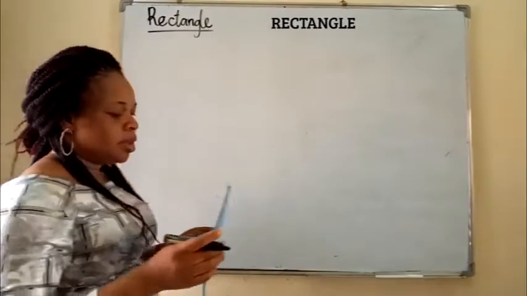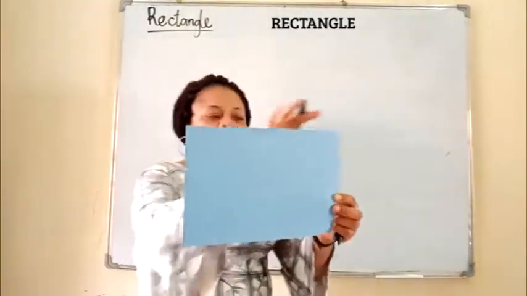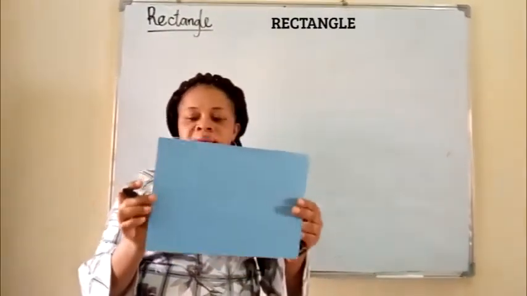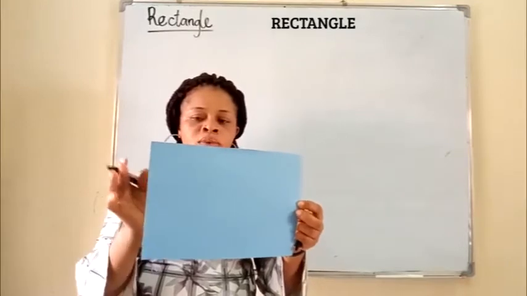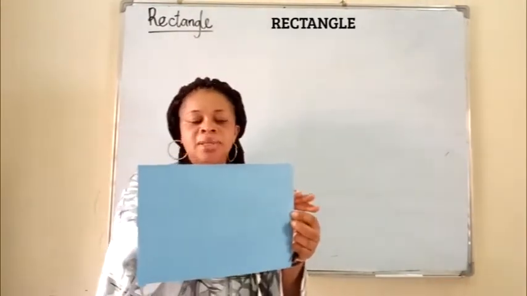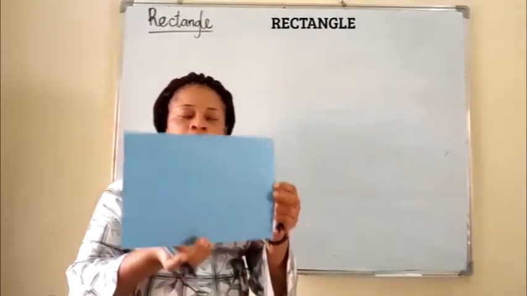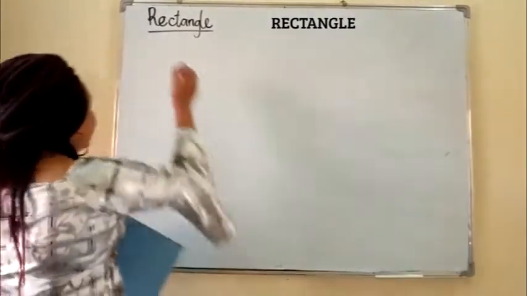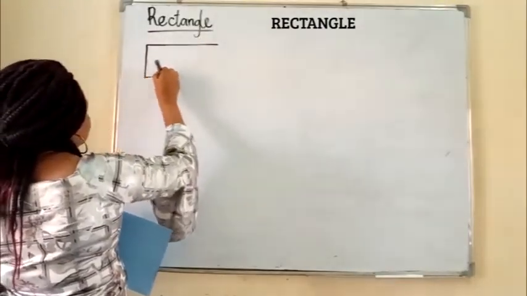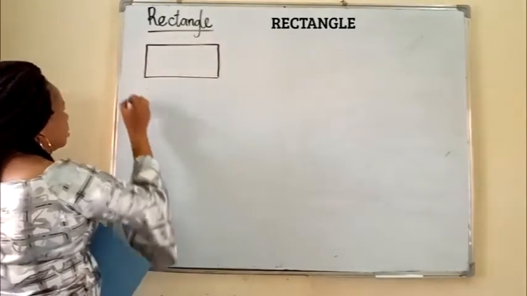A rectangle is a shape that has four sides, with its two opposite sides being equal. The two opposite sides are equal. Here, opposite to this place, they are equal. And this place, opposite to this place, they are equal. So, we'll define a rectangle. This is a rectangle.